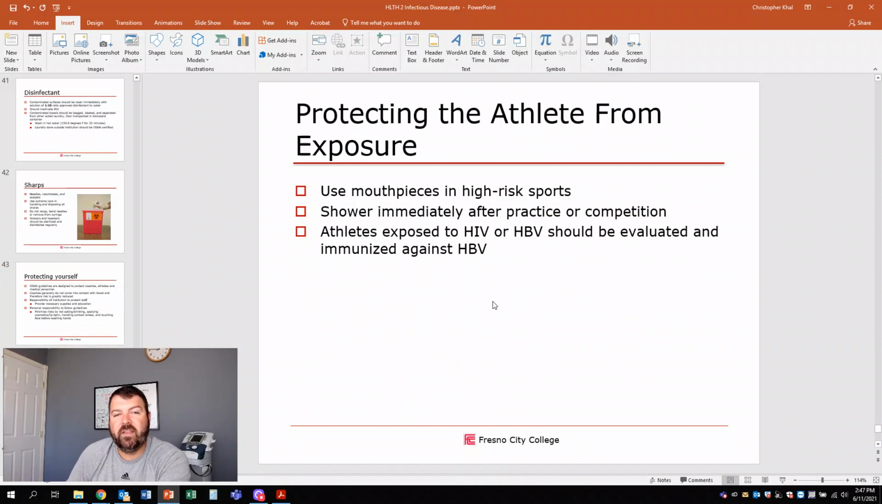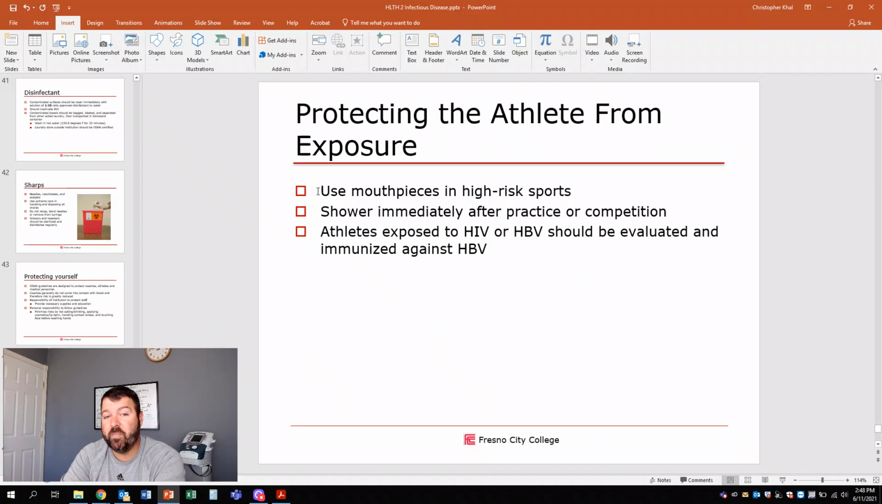Protecting the athlete from exposure. Okay, so mouthpiece is a big one. Football players, for example, like to cut their mouthpieces, so they're not bound to the mask. They'll fall on the ground and get mixed into whatever is on the ground, in the grass, dog feces, whatever it is. And they'll take them off and throw them right back in their mouth. So obviously mouthpieces are an item that should be cleaned pretty regularly.